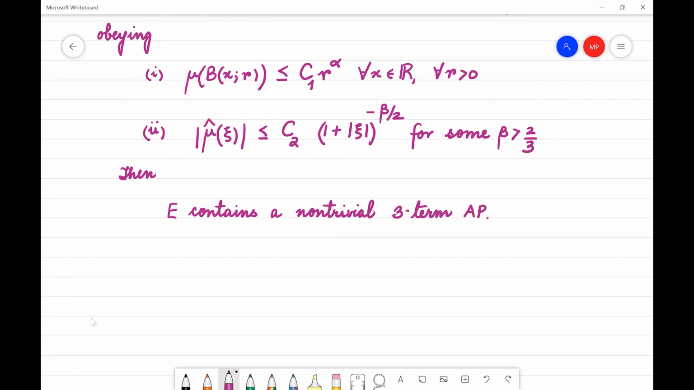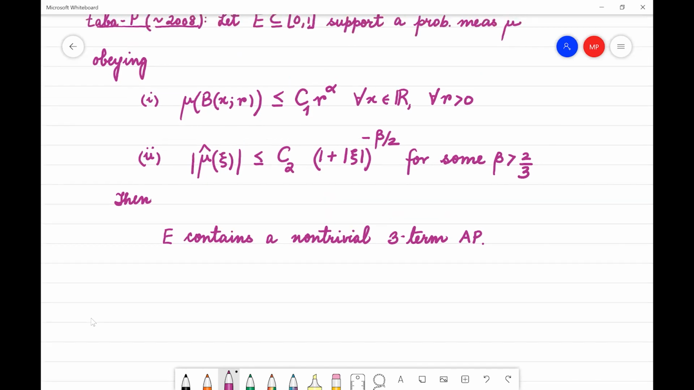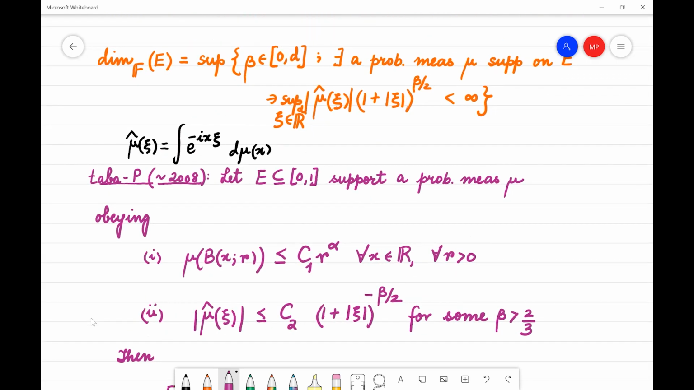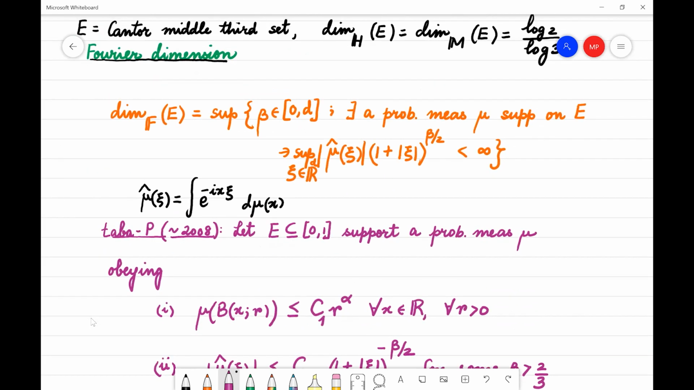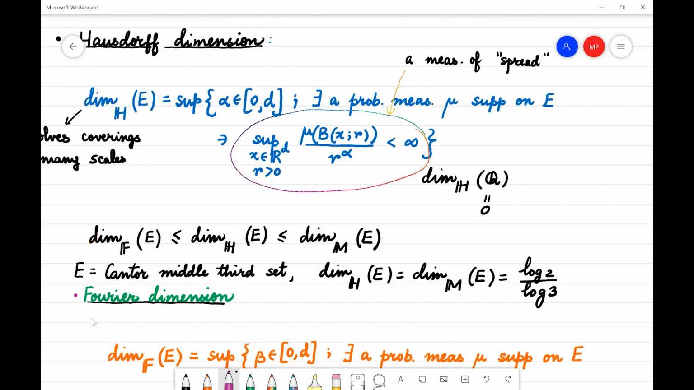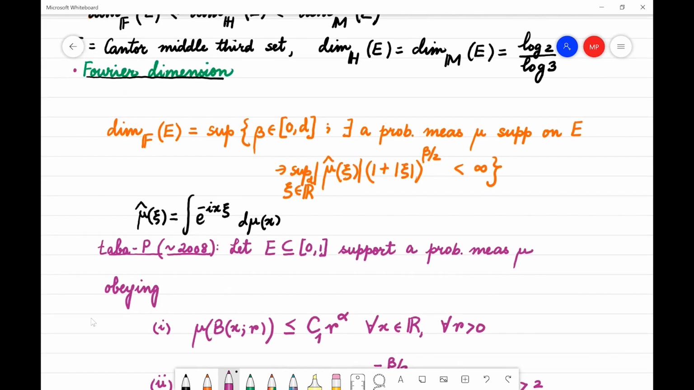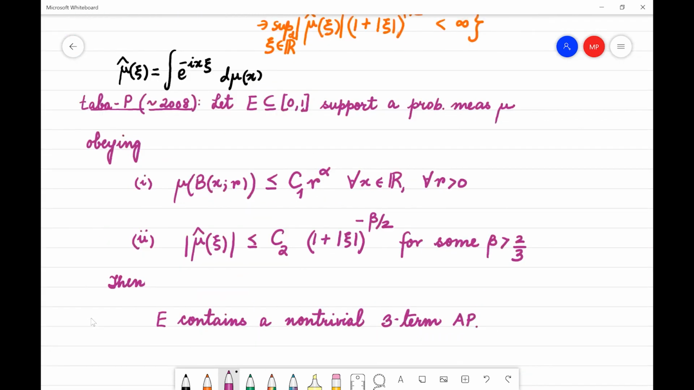And the reason I state it here is because both criteria 1 and 2 should be familiar to you in light of the definitions I put out here. Because you see, this condition number 1 is exactly the same thing that shows up in the definition of Hausdorff dimension, the ball condition. And condition 2 is the one that shows up in the definition of the Fourier dimension. So some things that we noted were that this kind of a mu exists.